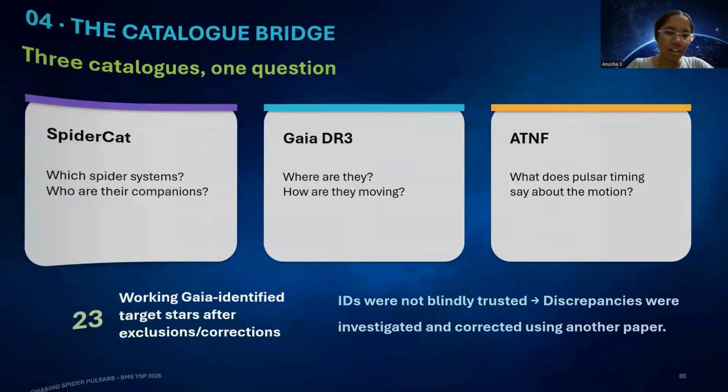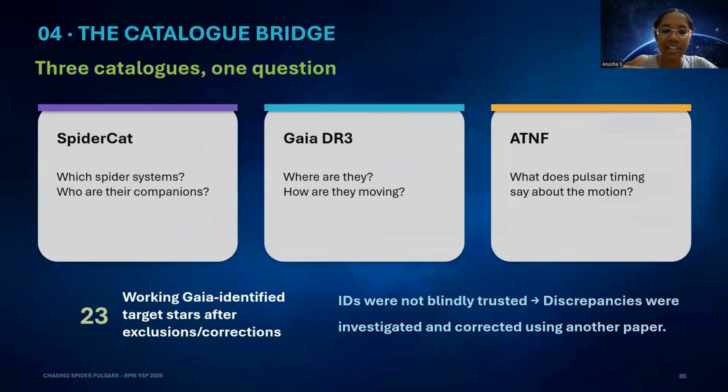At this stage, we are connecting three pieces of information. SpiderCat tells us which spider systems and companions we are interested in. Gaia tells us where these stars are and how they are moving. And the pulsar timing information provides additional information about the pulsar motion. So the goal is to bring these data sets together into one consistent kinematic analysis.